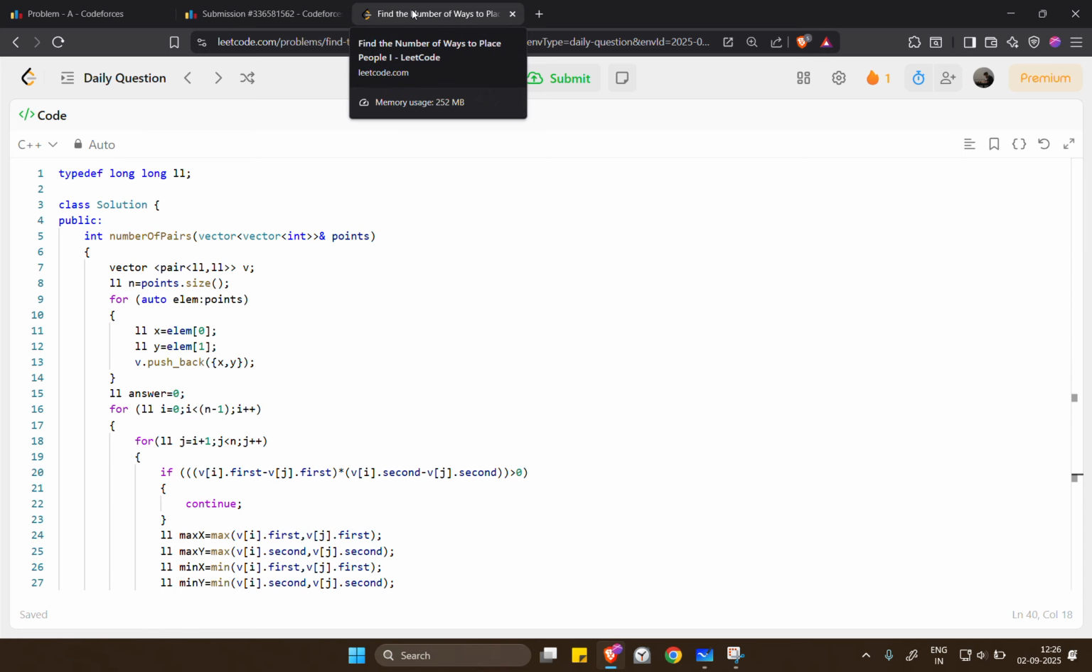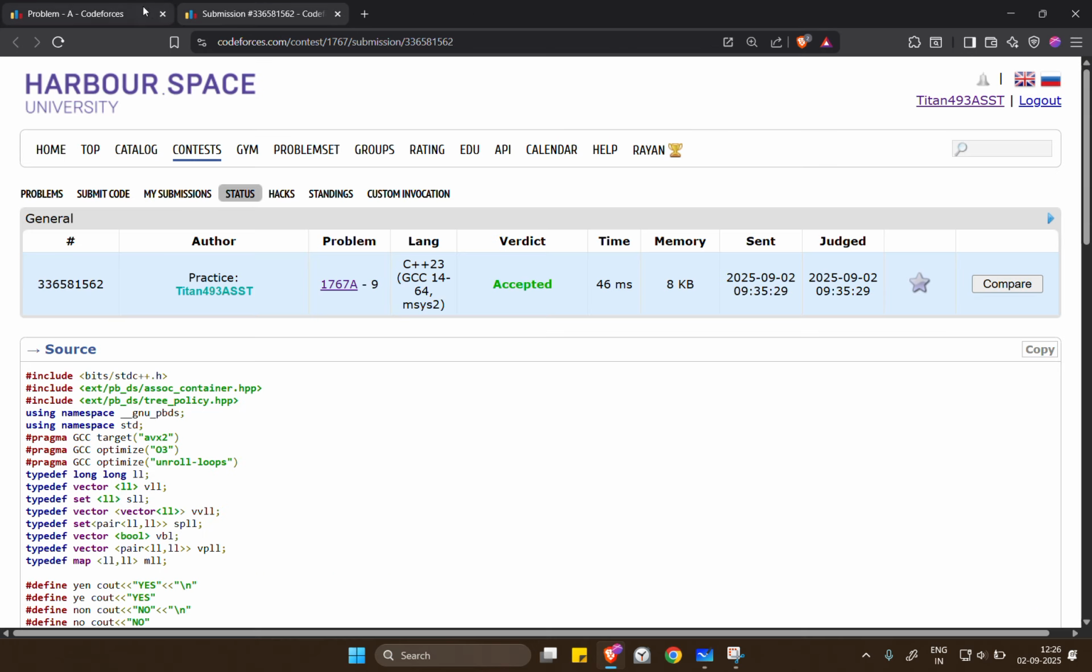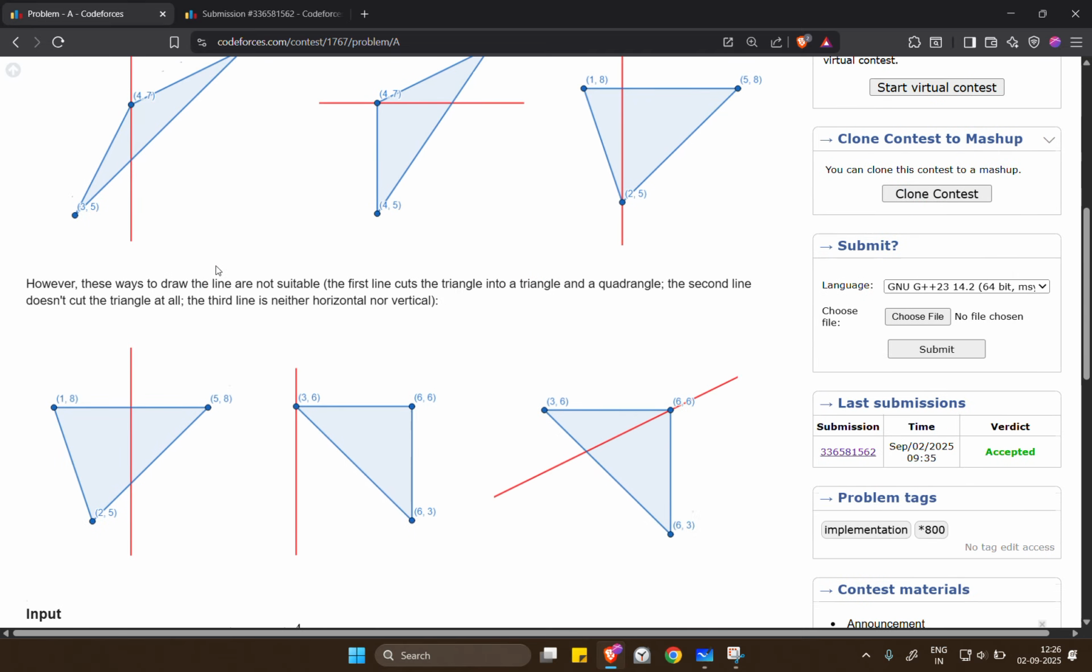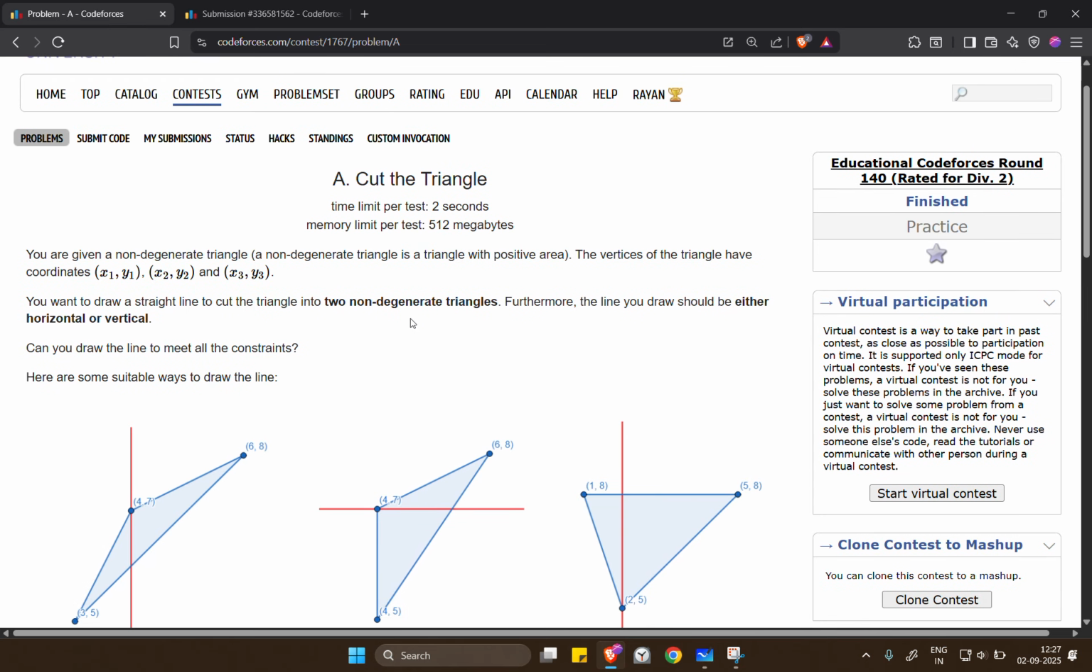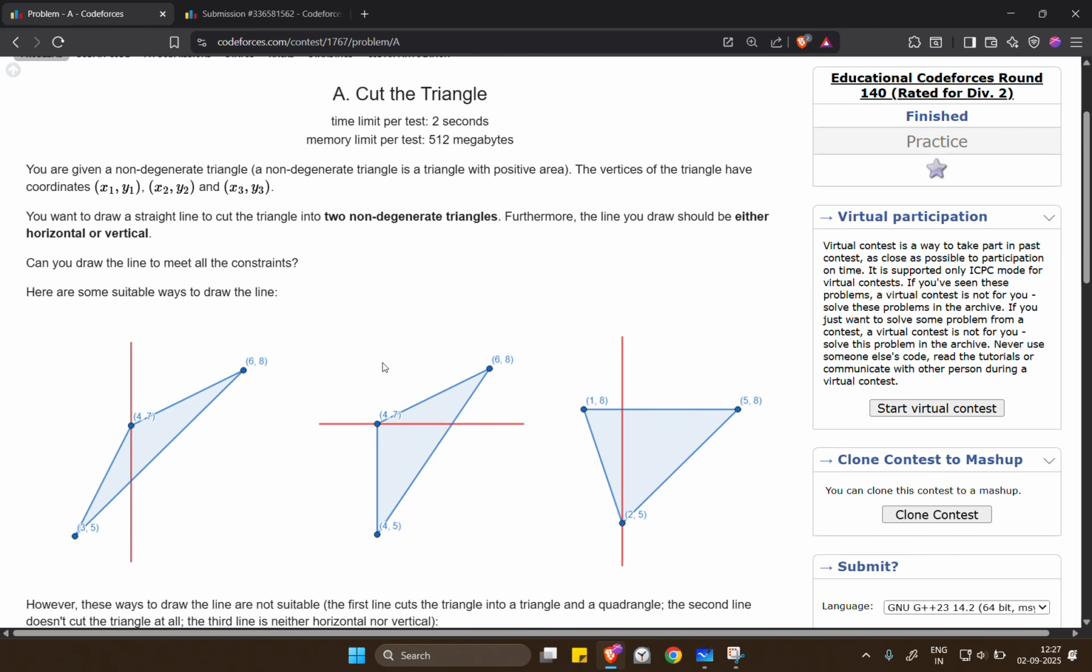And one more problem which I came across to use this trick was this. A pretty old problem, Educational Round 140, maybe 2, 3 years back, who knows. So let's see. You are given a non-degenerate triangle. A non-degenerate triangle is a triangle with positive area, of course, and you are required to draw a straight line, vertical or horizontal, such that it cuts the given input triangle into two non-degenerate triangles.